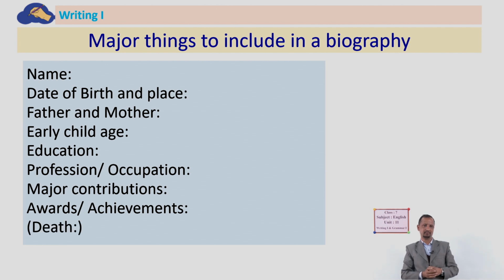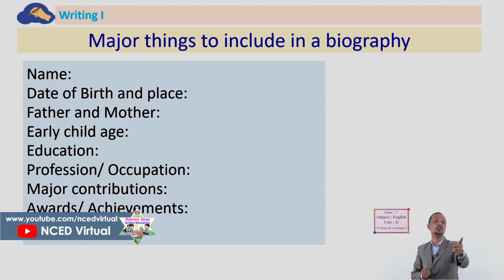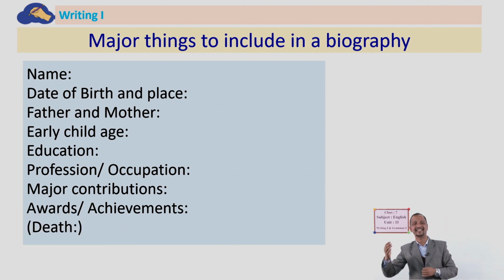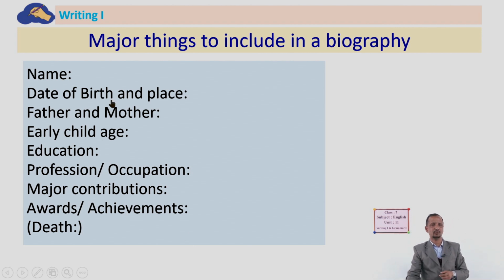And finally, death. Dear students, we do not have to include death in every biography. Only for people who have already died do we have to use death. All the time we do not have to include this. We can include just the date of birth and death earlier, there also we can write. So what I have given here is optional.